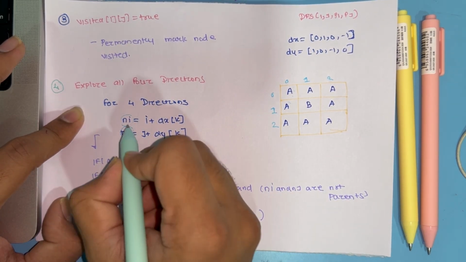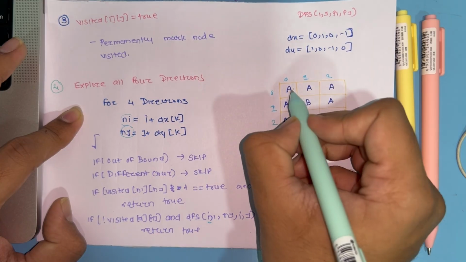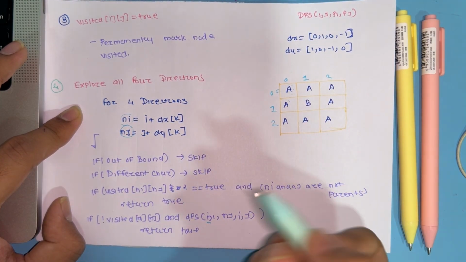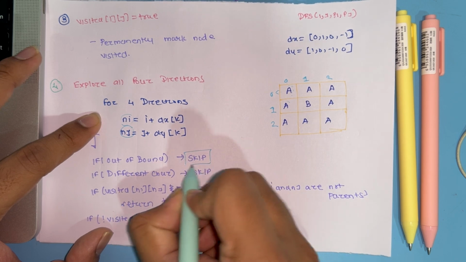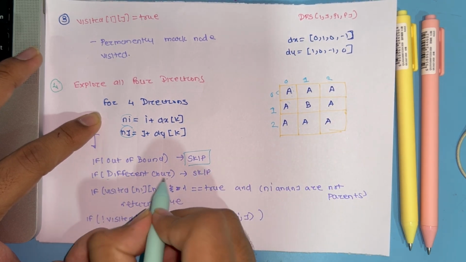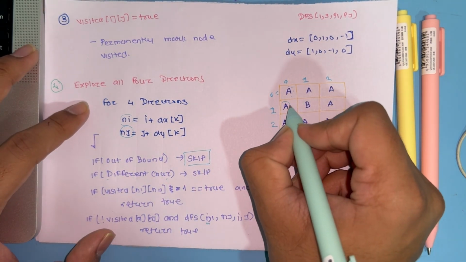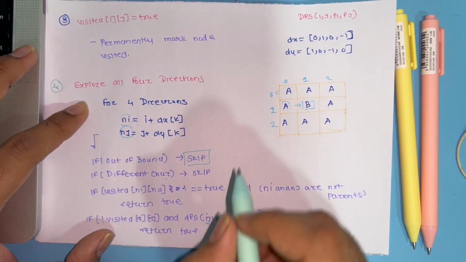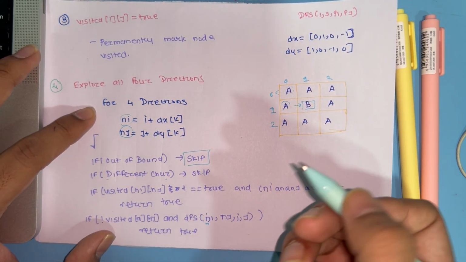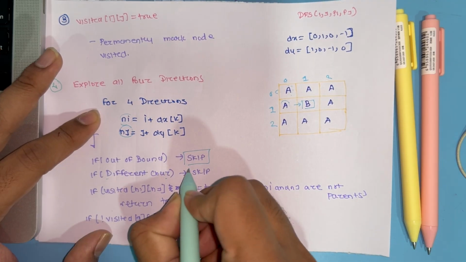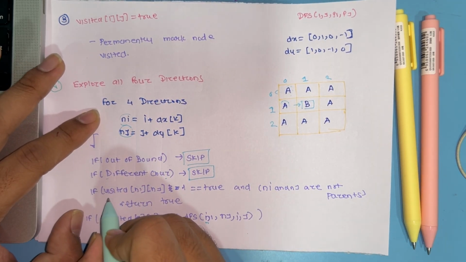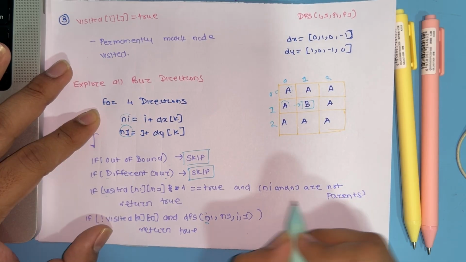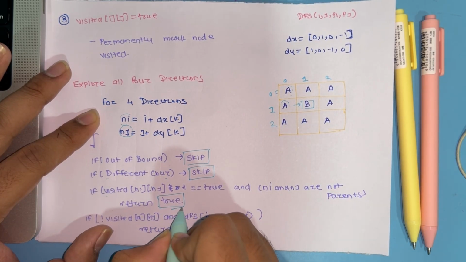Now suppose ni and nj are out of bound, meaning if you are at 0, 0 and you go left, it will be out of bound, so we need to skip this. If there is a different character, suppose from this A you are trying to go right, you will encounter a B. Now we don't need a path which has different characters, right? So we'll skip this. Now suppose if visited of ni and nj is true and it's not the parent, so we'll just return true, that the cycle is formed.